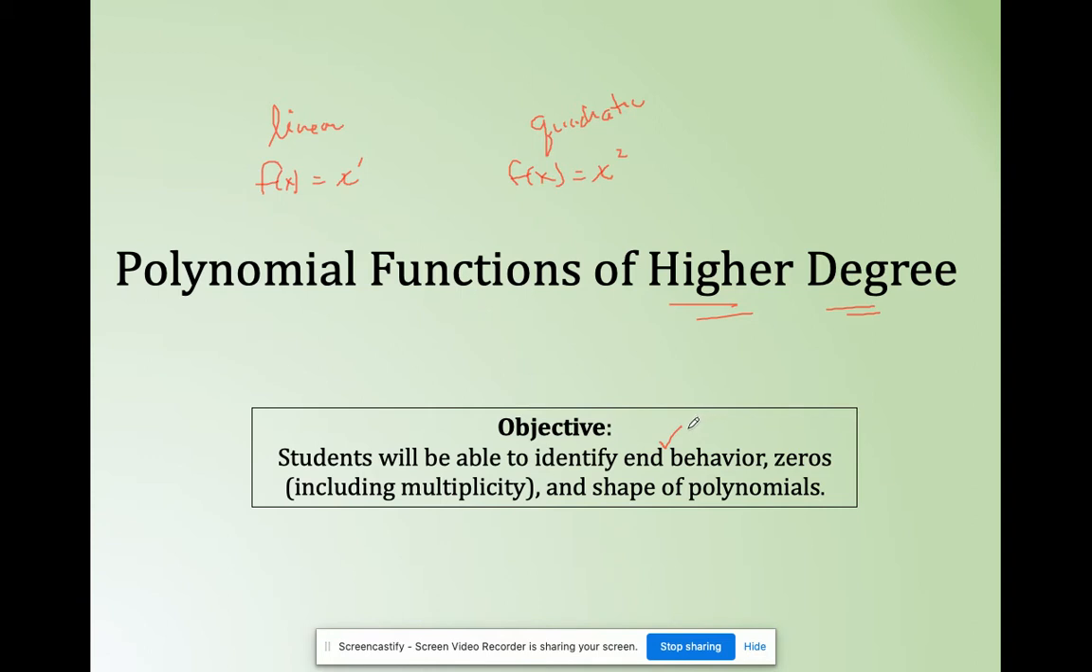We're now going to introduce our limit language with end behavior. Zeros, right? We talked about zeros last year, zeros of polynomial functions and how to find them. We're going to introduce this idea of multiplicity of zeros, though. We didn't highlight that last year. And then the shape of our polynomials. We did talk about that last year.